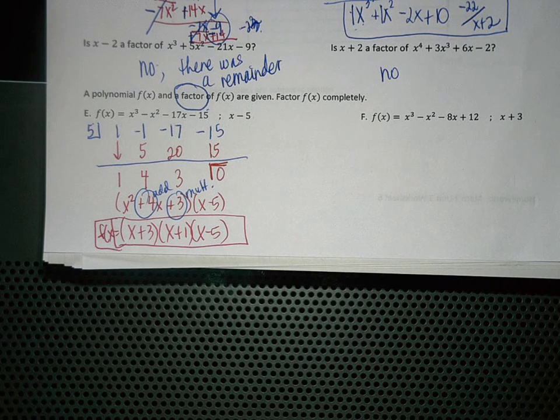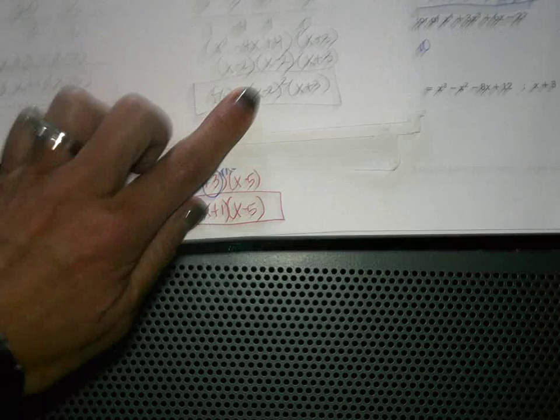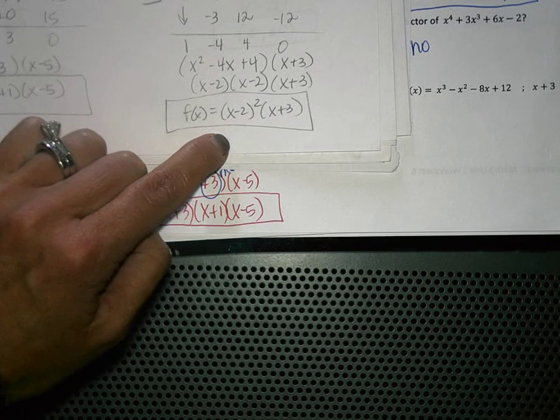Okay, I wasn't able to make it around to everybody. This should be your final answer right here. So you should have ended up with x minus 2 squared and x plus 3.